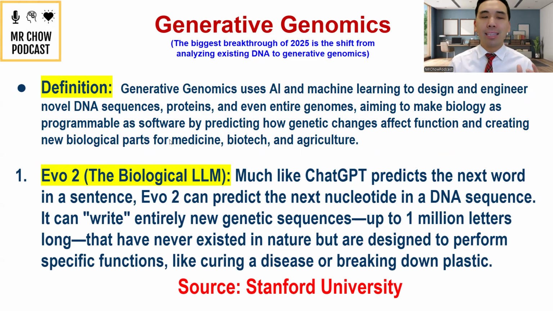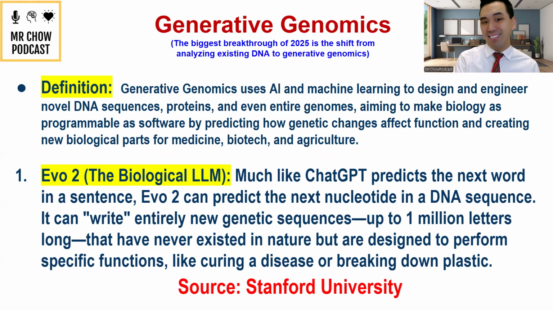I thought that was interesting there as well, but take a look at what's going on by predicting genetic changes affecting function, medicine, biotech, and even agriculture. Evo 2, this biological large learning model, much like ChatGPT, predicts the next word in a sentence.